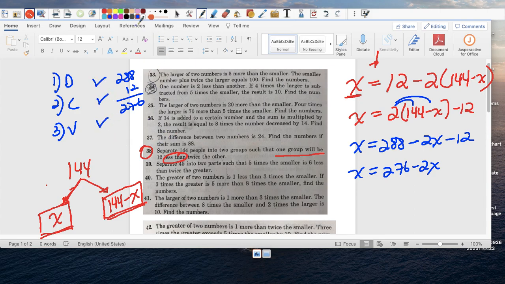Now there are variables on both sides, so which variable has a smaller coefficient? Well, the coefficient of this guy is 1, and this one is negative 2. So obviously negative 2 is a small one, so let's get rid of negative 2x. How do I get rid of negative 2x? By adding the additive inverse. So if I add 2x to negative 2x, guess what? This becomes 0, so this is going to become 0. And the only thing left over on the right side is 276.